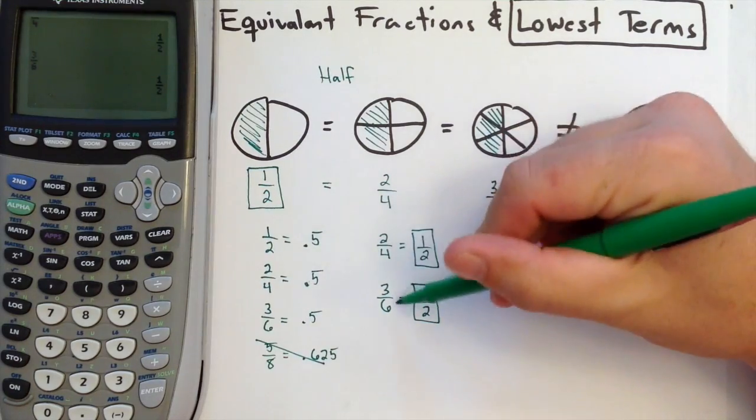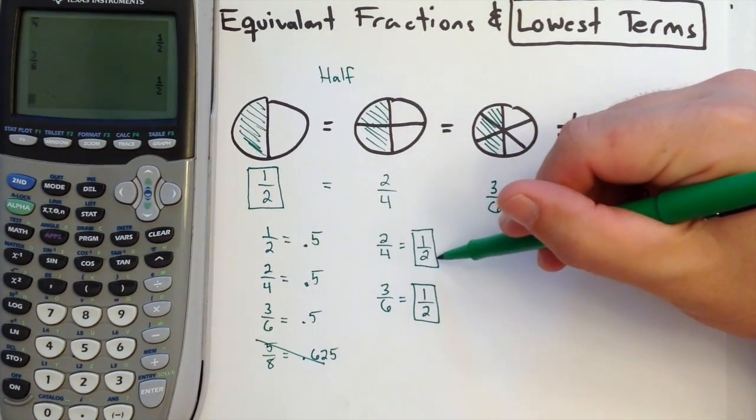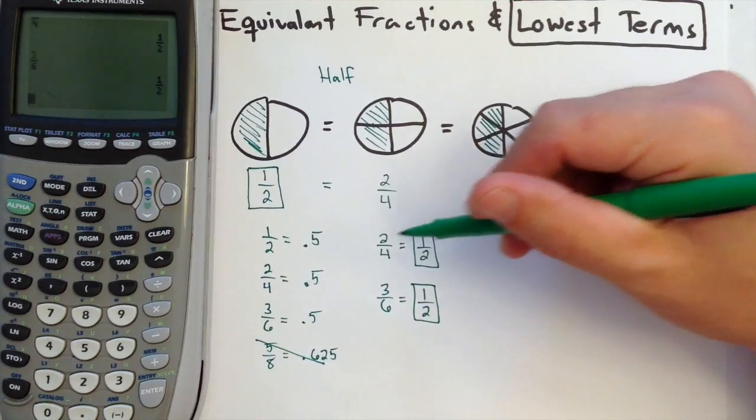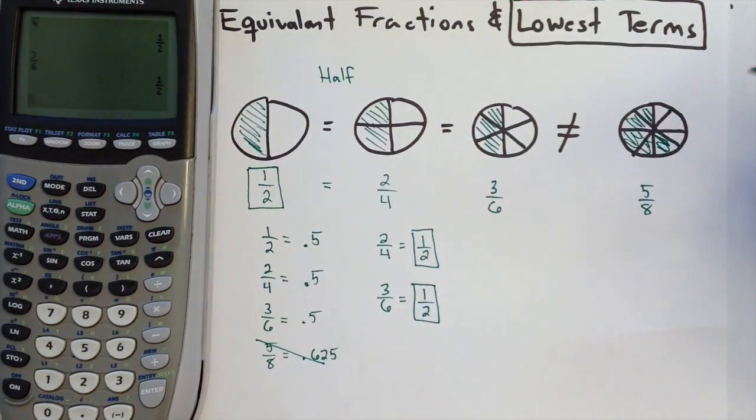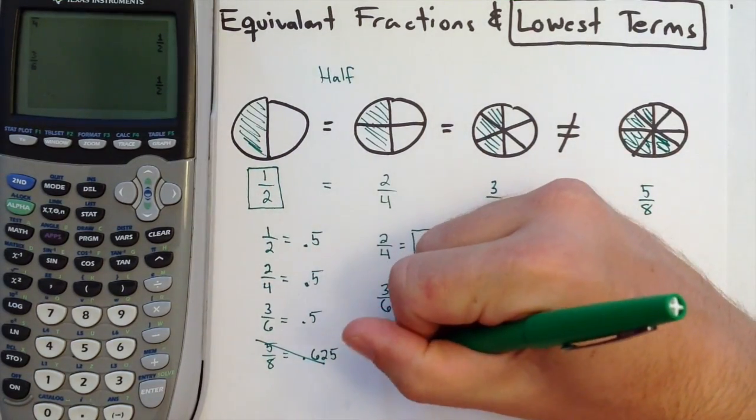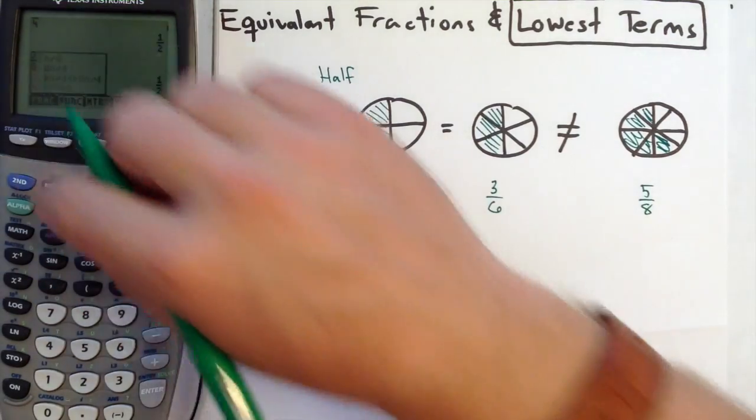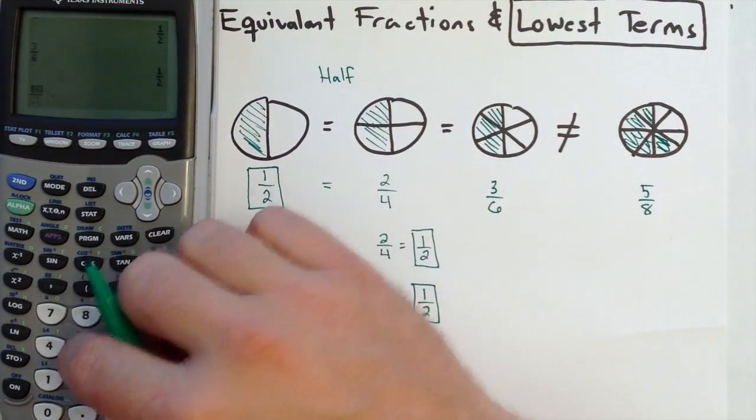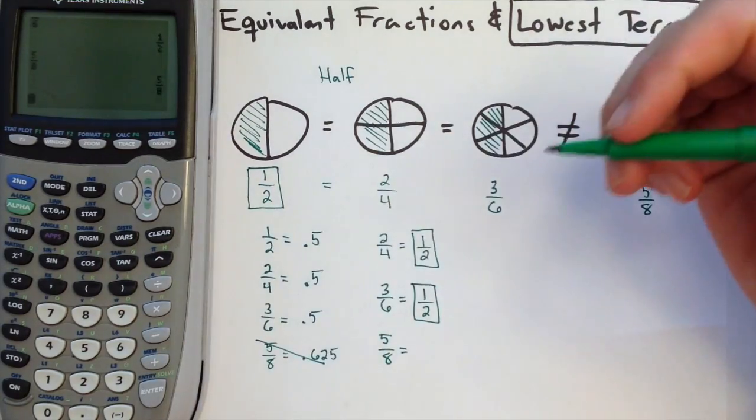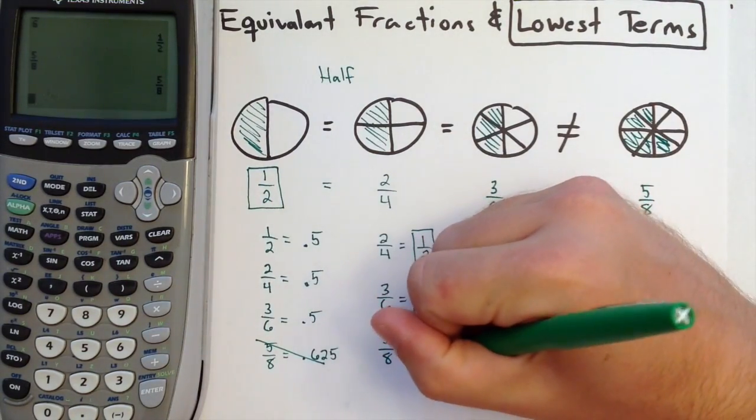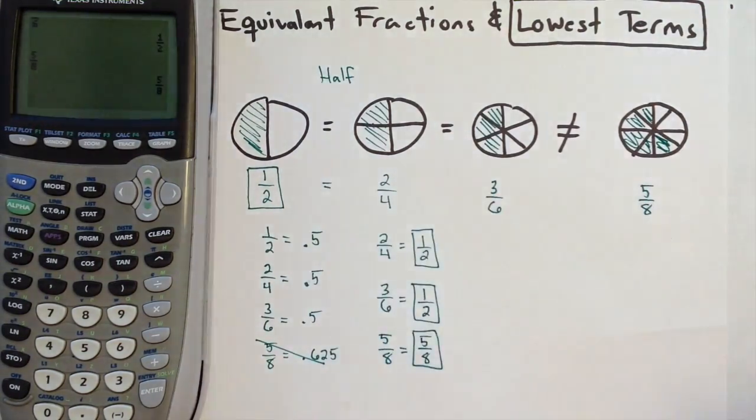When you reduce two fractions to the lowest terms, and their lowest terms are the same, you know the two original fractions are equivalent. If I try to reduce 5/8 by typing 5/8, you can see that 5/8 is already in lowest terms and is not the same as 1/2.